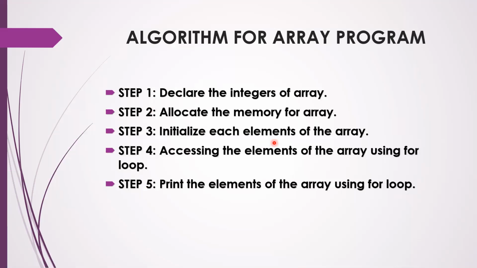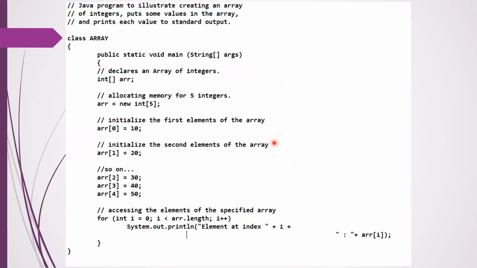Step 3 is initialize each element of the array. In the 5 memory locations, you have to give what value you are going to store. For that, you use the array name followed by square brackets, and then you give the index, which we saw as subscript I. So 0, 1, 2, 3, 4. You give the array name followed by the subscript, then you store the value in it. For 0 to 4, you're storing 5 elements.